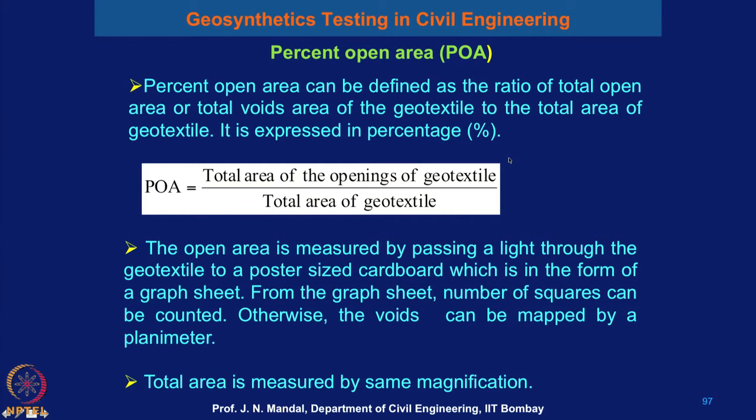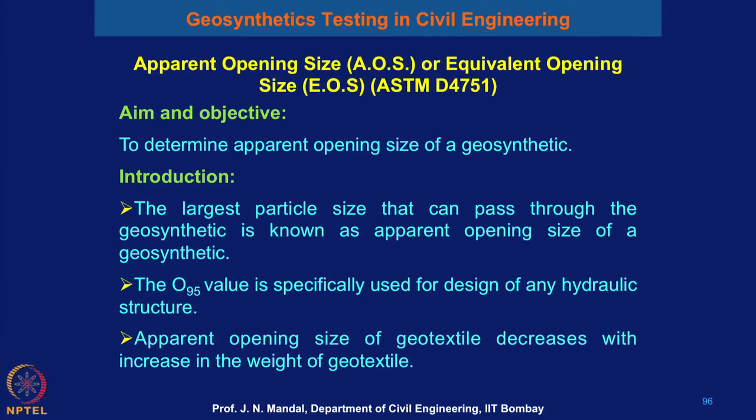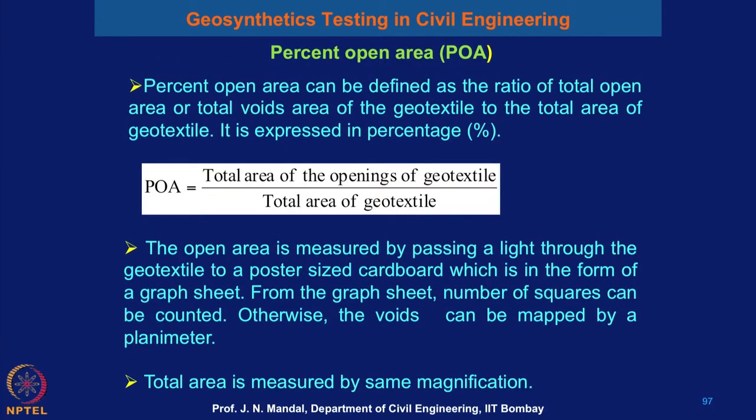Now, we will discuss the percent open area. Percent open area can be defined as the ratio of the total open area, or the total void area, of the geotextile to the total area of the geotextile material. It is expressed in terms of percentage.